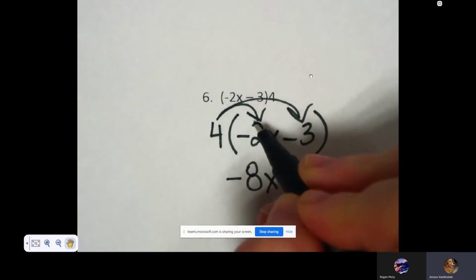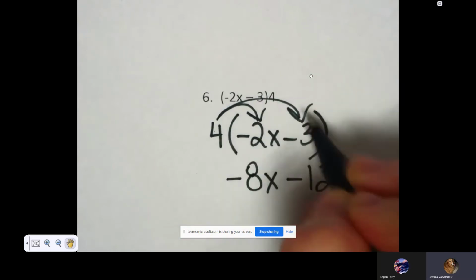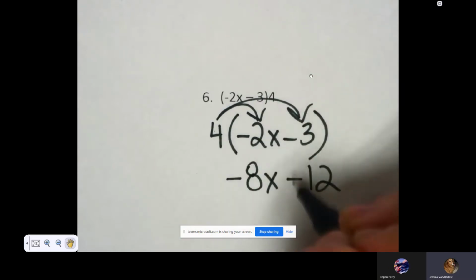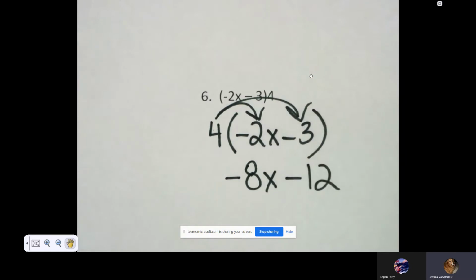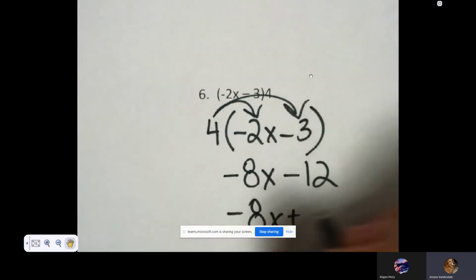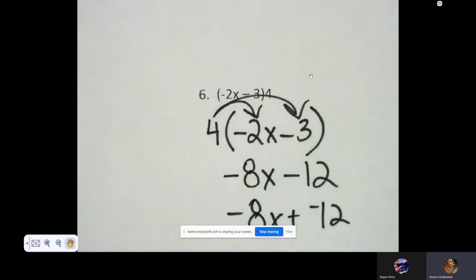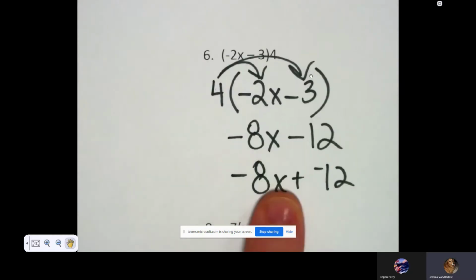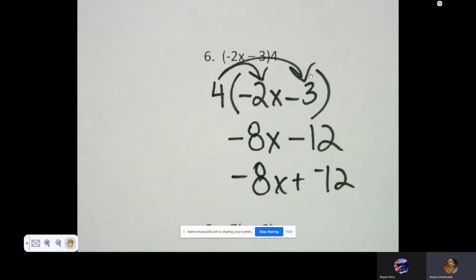When you multiply 4 times negative 2, you get this. When you multiply 4 times 3, you get 12, and you bring down your subtraction sign. If you put in negative, it's going to be plus and negative. This is the same as this. This is the hardest part about integers, is that this is the same as this. That's where it gets confusing, and that's what we will keep practicing.